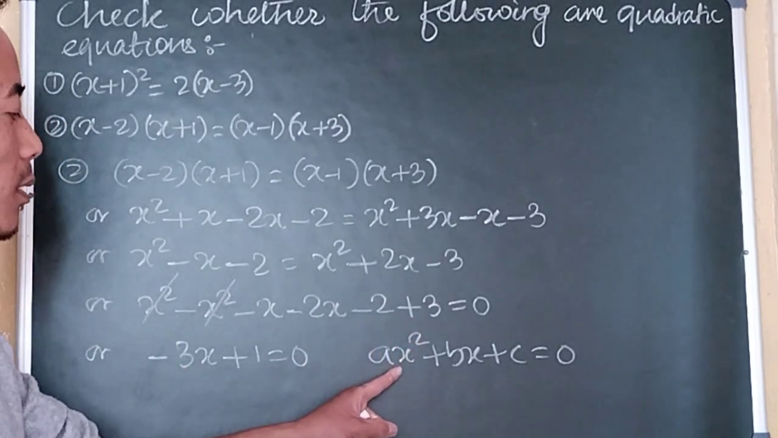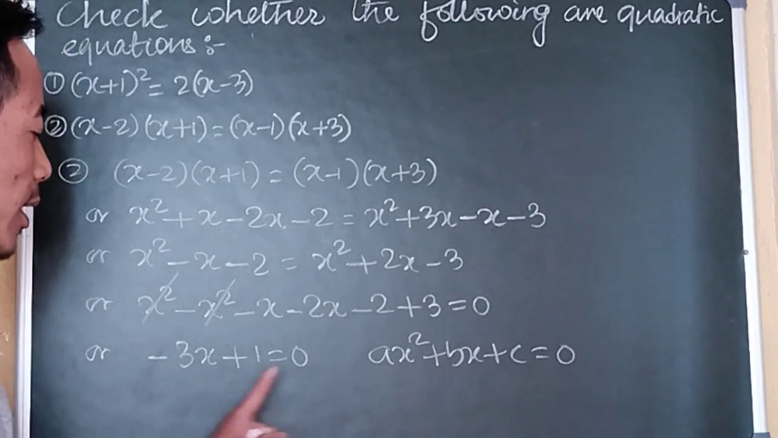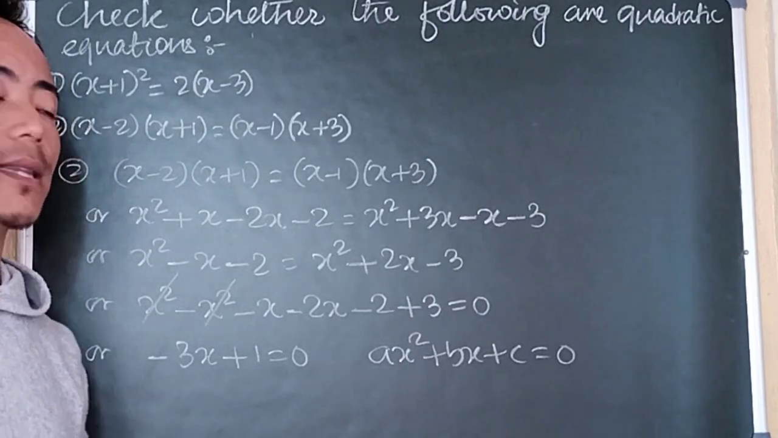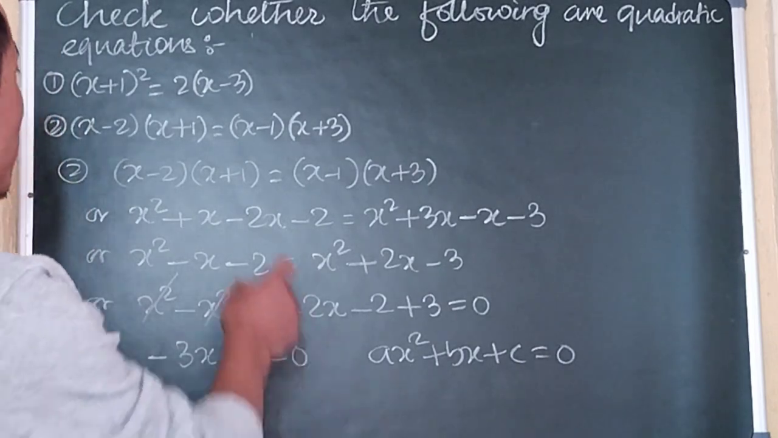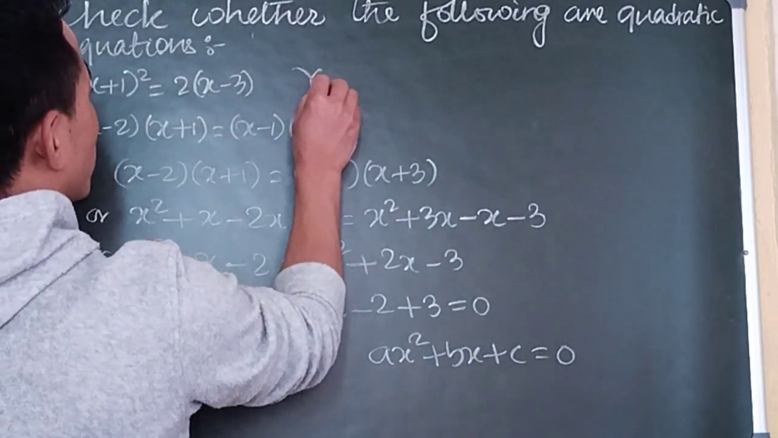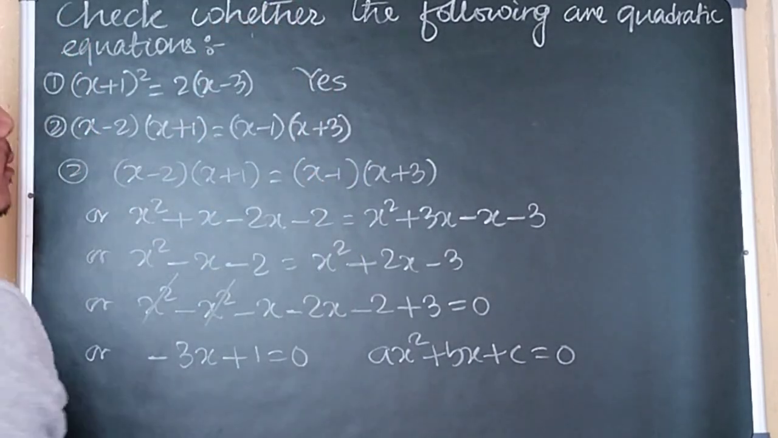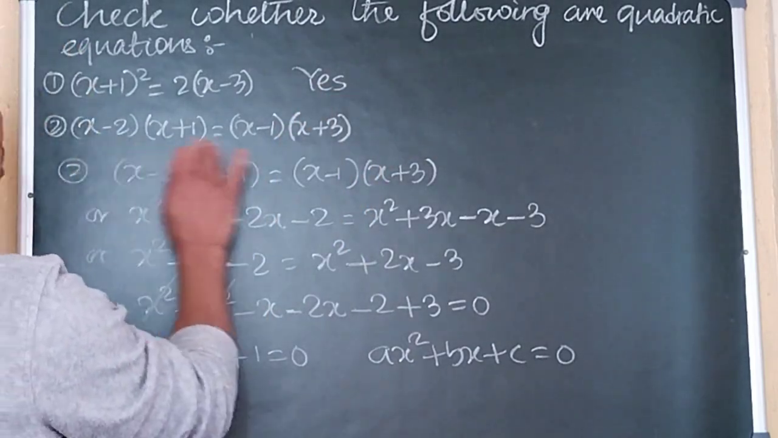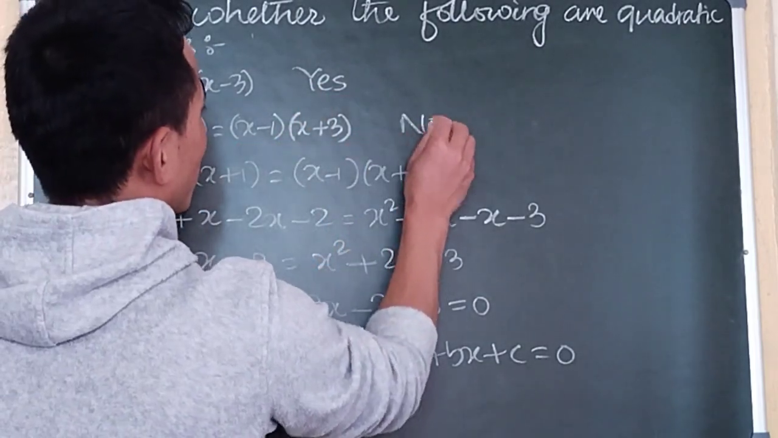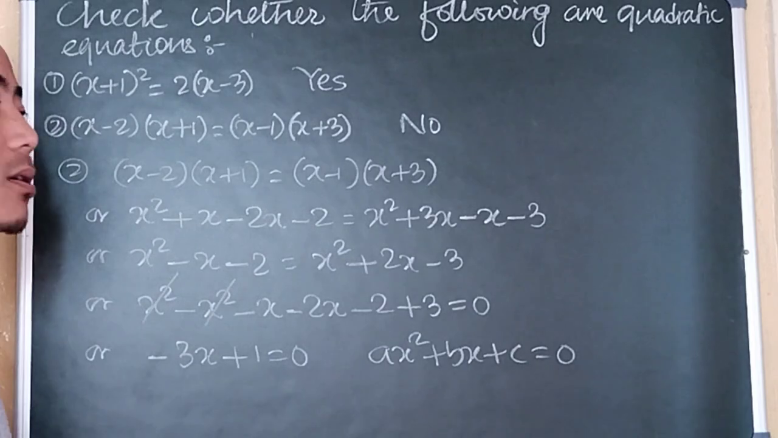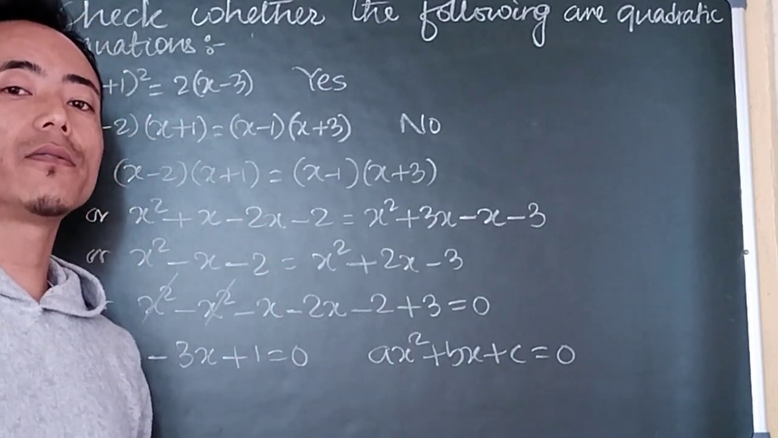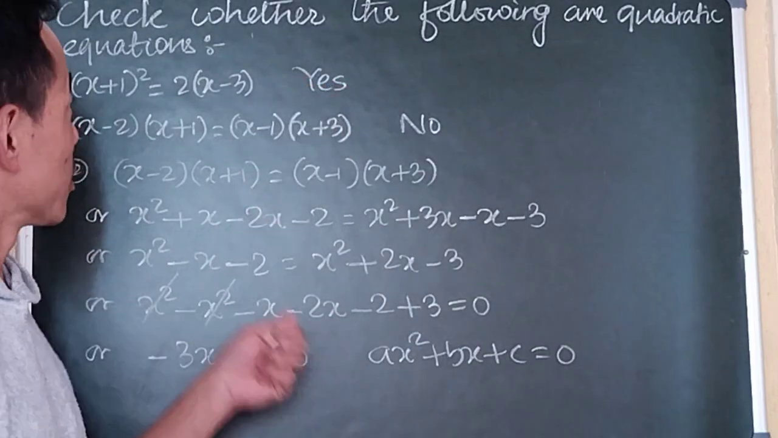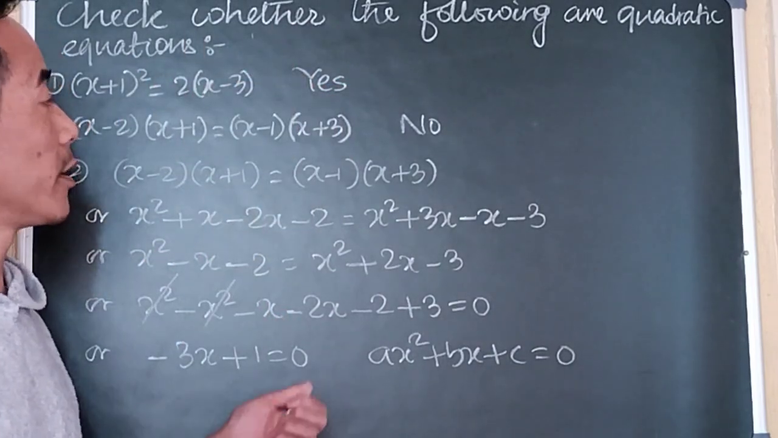So if the value of a becomes 0 in any equation, then we can say that this equation is not a quadratic equation. So the first equation here is a quadratic equation, so you will write yes, it is a quadratic equation. And the second one here is not a quadratic equation. So I'll give you some more questions. You can practice and check yourself for this question whether the following equations are quadratic or not.